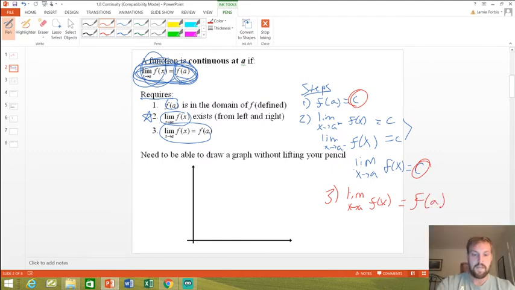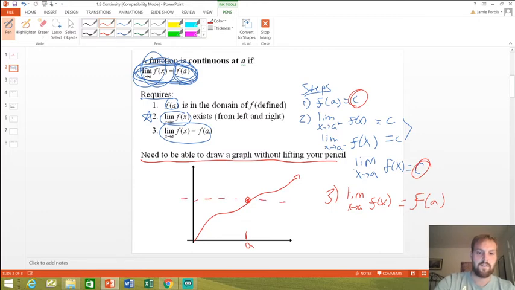Okay, and what that looks like, right here on my graph, here's the point a. What has to happen is I need to be able to draw the graph without lifting my pencil. So I need to be doing something like this. You see right here at the value a, we have f of a defined, and the left limit and the right limit are both meeting there. So you can obviously see that that is a continuous point.